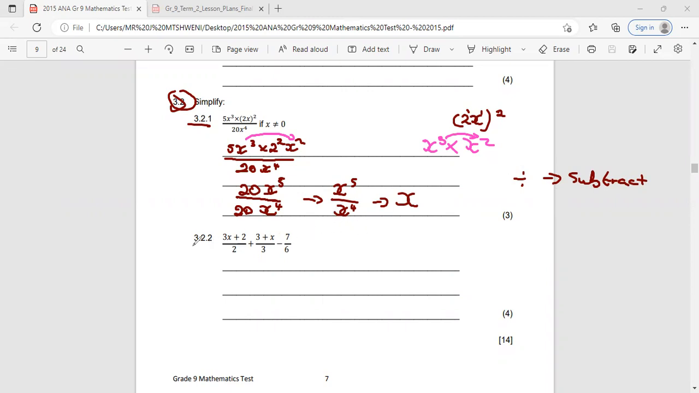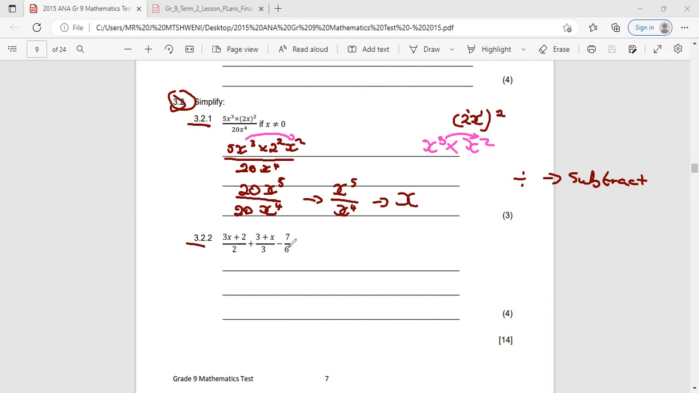We come to 3.2.2. We're given fractions. Whenever we see fractions, many people begin to panic because fractions are challenging. But this will help. We're having 6, 3, and 2. Before you even look for LCM, because the first thing, most of the time, you look for LCM.